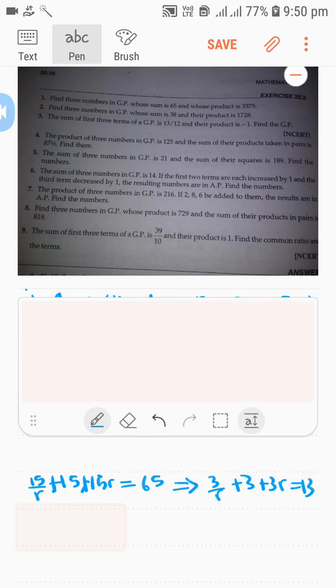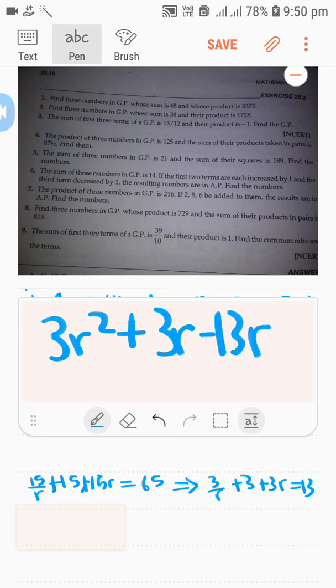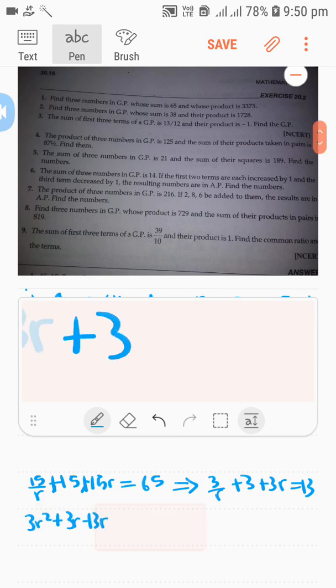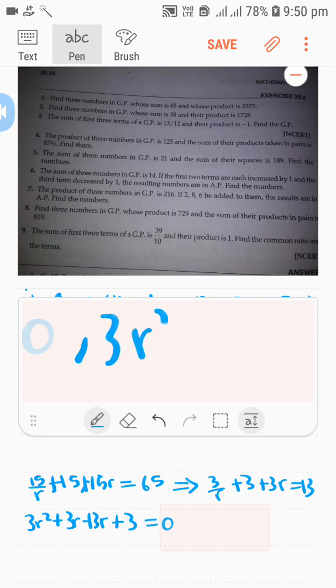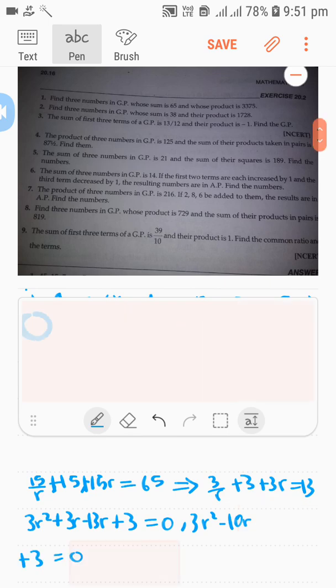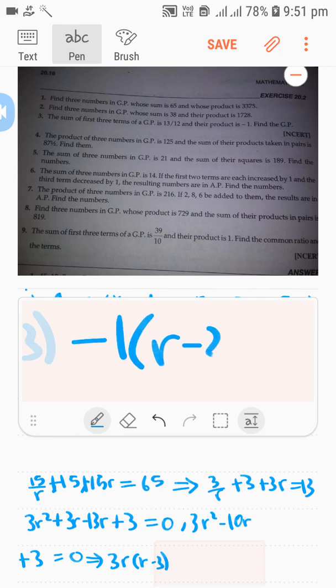Okay, and now we can multiply both sides by r, so we get 3r squared plus 3r minus 13r because it comes from that side, and then plus 3 is equal to 0, which can be written as 3r squared minus 10r plus 3 is equal to 0. So 3 times 3 is 9, so when you try to factorize this, you will have 3r squared minus 9r minus r plus 3 equals 0. So you can just take 3r common from the first two terms. This would give us 3r times r minus 3, and then you would take a minus 1 common. So once again you get r minus 3.